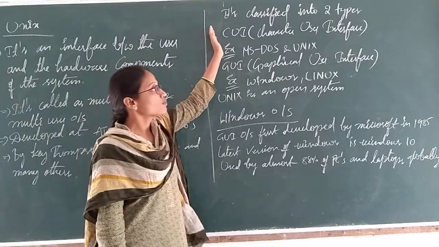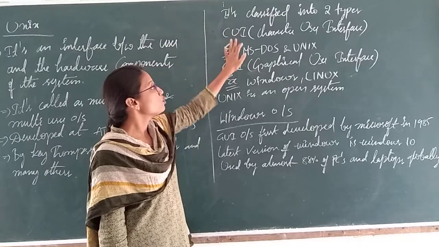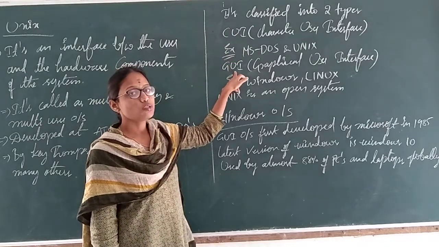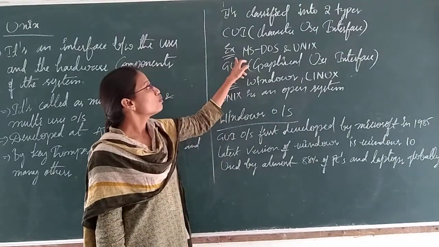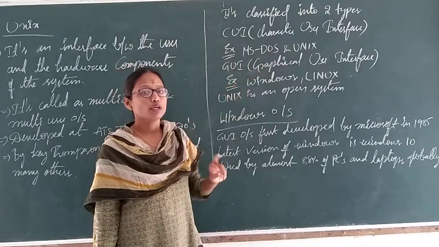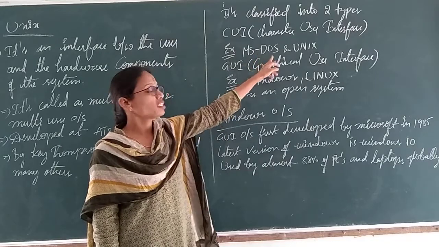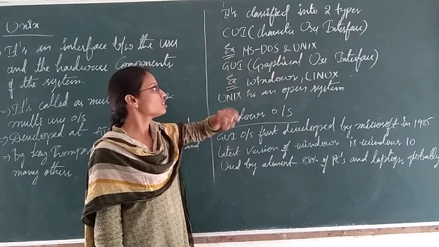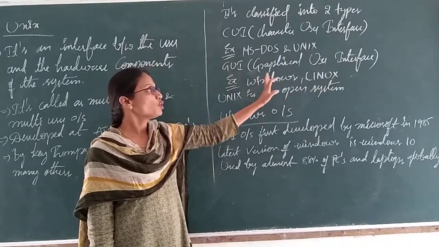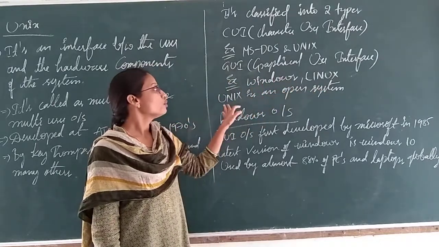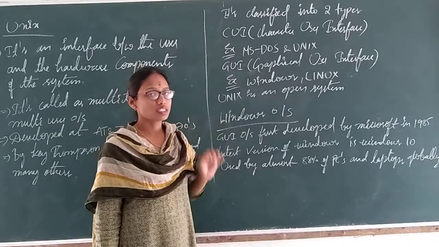Here it is classified into two types. One is CUI and the second one is GUI. CUI means character user interface. Examples: MS-DOS and Unix, that is, Microsoft Disk Operating System and the Unix operating system. GUI means graphical user interface. Examples: Windows and Linux. Unix is an open system.